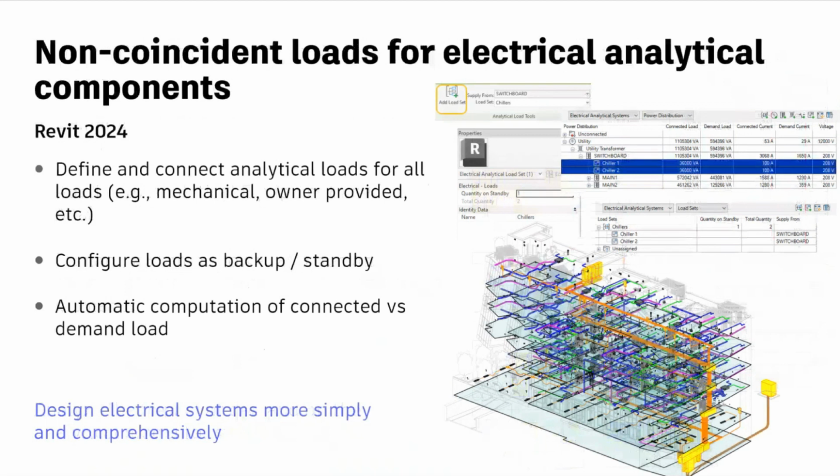2024 also enhances electrical load analysis capabilities, which were first introduced for electrical engineers in 2023. Engineers can now manage load sets for non-coincident backup equipment loads. Here you use the system browser to assign the loads to a load set, then specify standby quantities, and then better quantify and document the impacts to total demand loads.